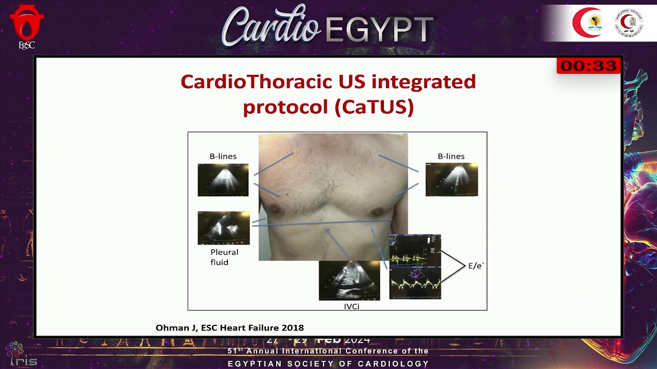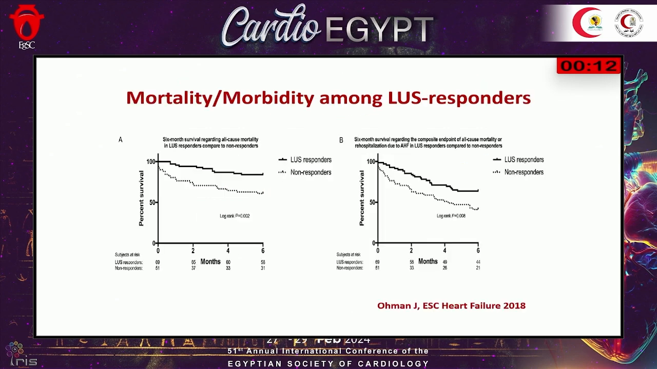This is the CATUS protocol, which is a cardiothoracic ultrasound integrated protocol. So we do not only search for the filling parameters, the LV filling by the E/E prime. We do not just look at the inferior vena cava, but we also look at these B lines, which are a very important tool for the assessment of acute decompensated heart failure.